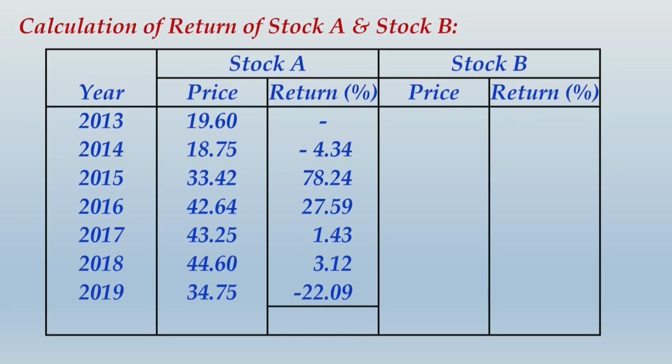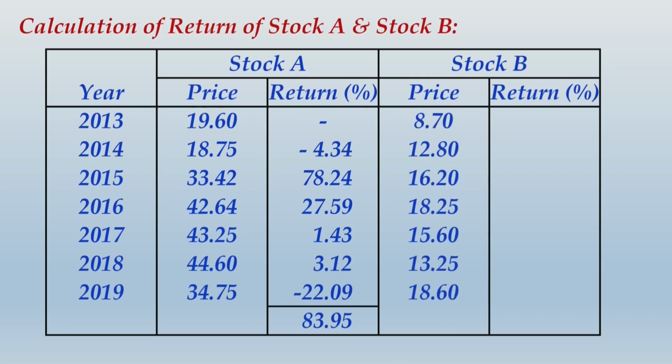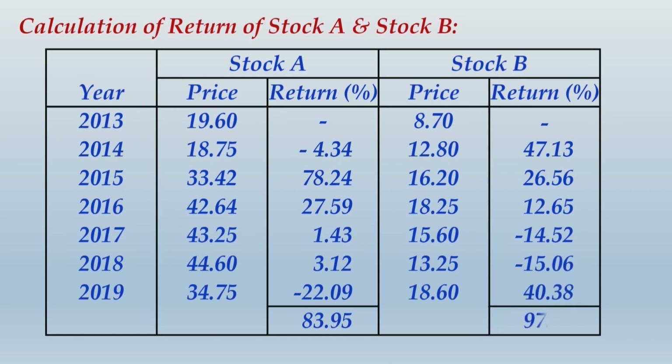So the aggregate of returns for stock A, what we are taking over here as 83.95, will be the aggregate of 6 years' returns. And now similarly we will have to compute the rate of return for stock B as well, where for the first year, that is 2013, we cannot compute the rate of return, so simply put a dash and then compute the rate of return for each of the years ahead, and wherever the prices have declined, the rate of return will be negative. So both these aggregates are actually aggregates of 6 years.